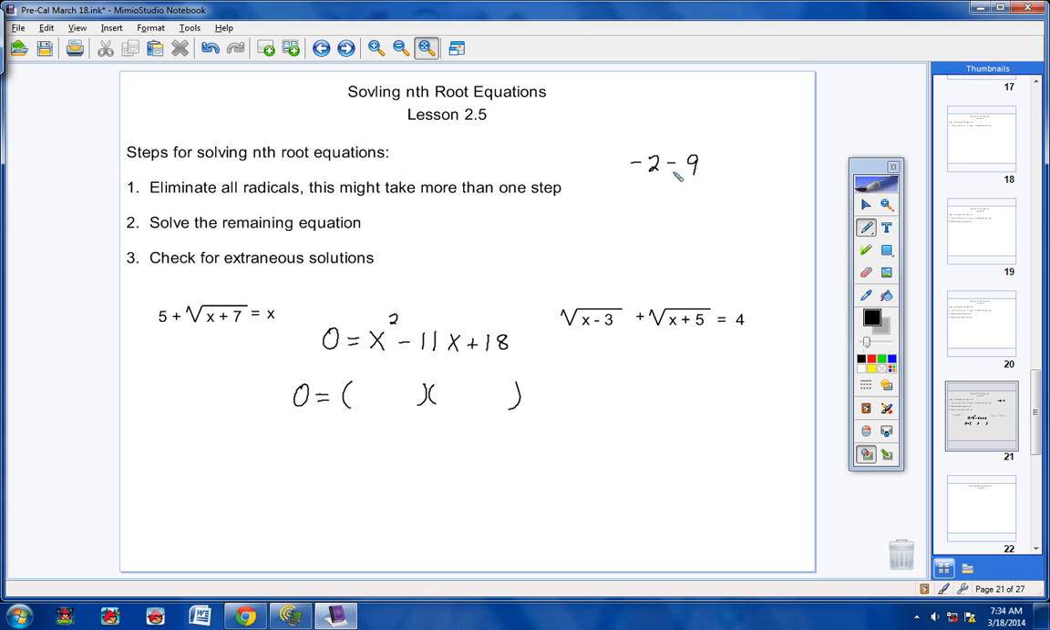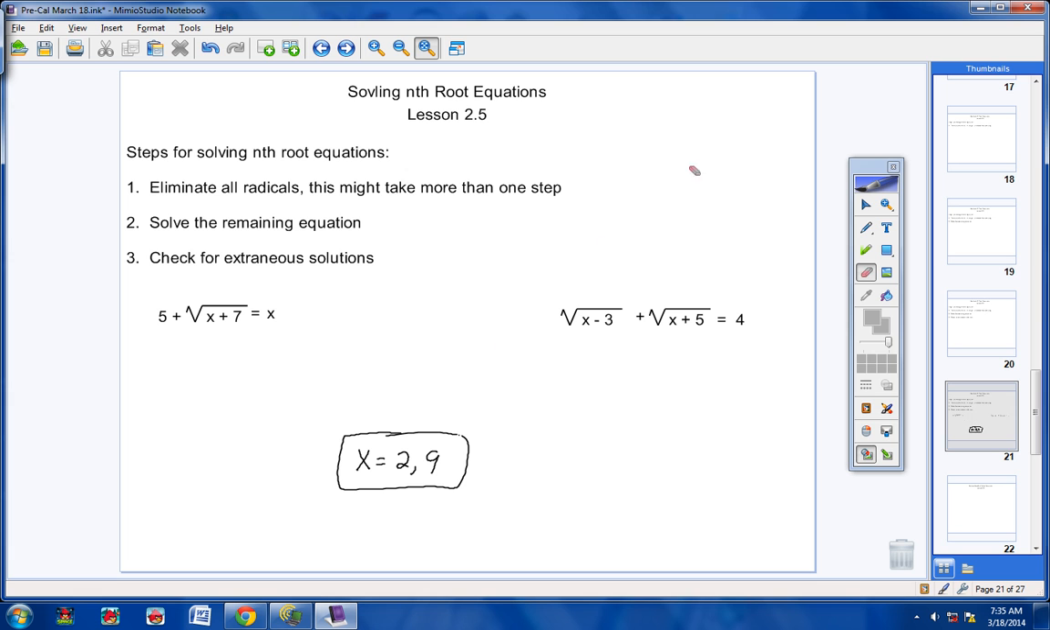If I multiply these, I get 18. If I combine them, I get a negative 11. So my factorization would be x minus 2, x minus 9. And now if you set each group equal to 0, you will get 2 and 9. So we think those are our two answers. And in a second, we're going to find out. We're going to check them and see if we have extraneous solutions.